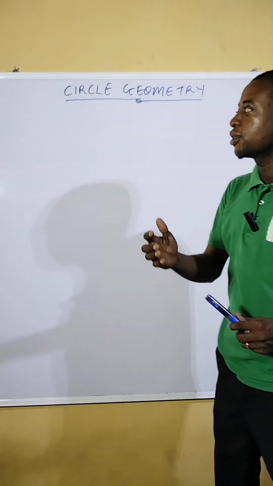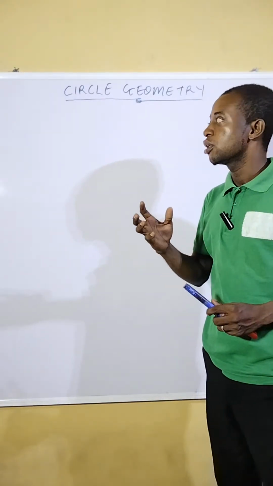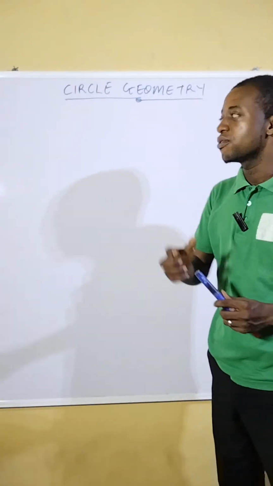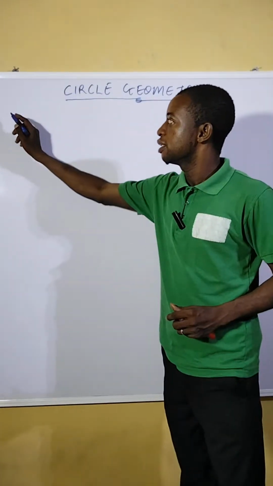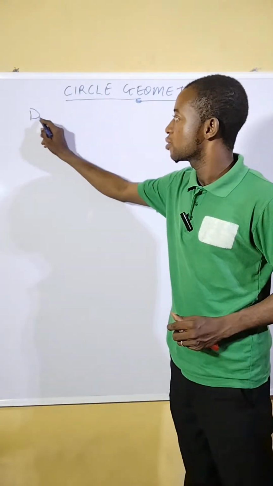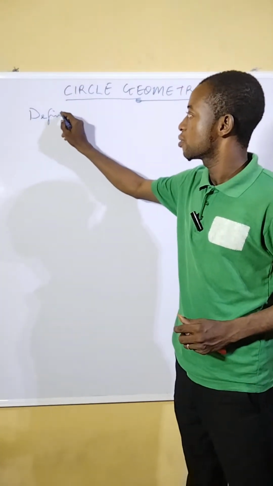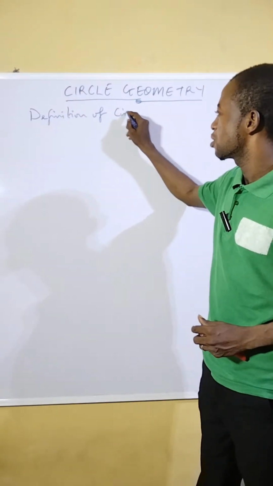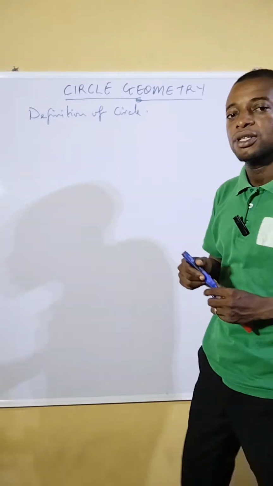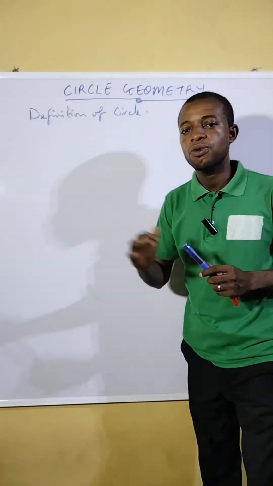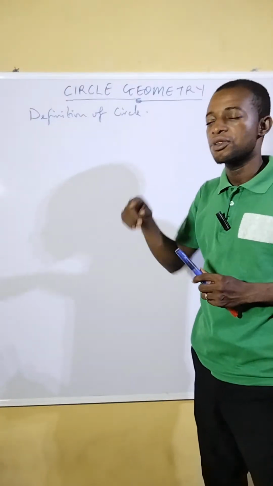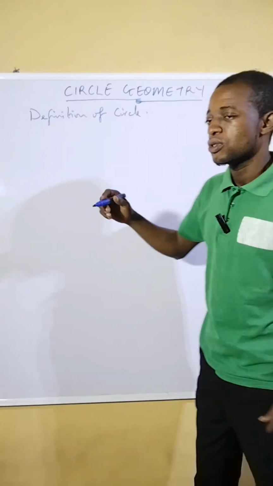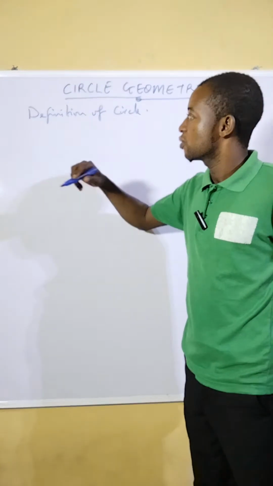Now, yesterday we have already looked at the definition of circle. We describe a circle as the locus of points which are equidistant from a fixed point. So you can as well watch the video on that.